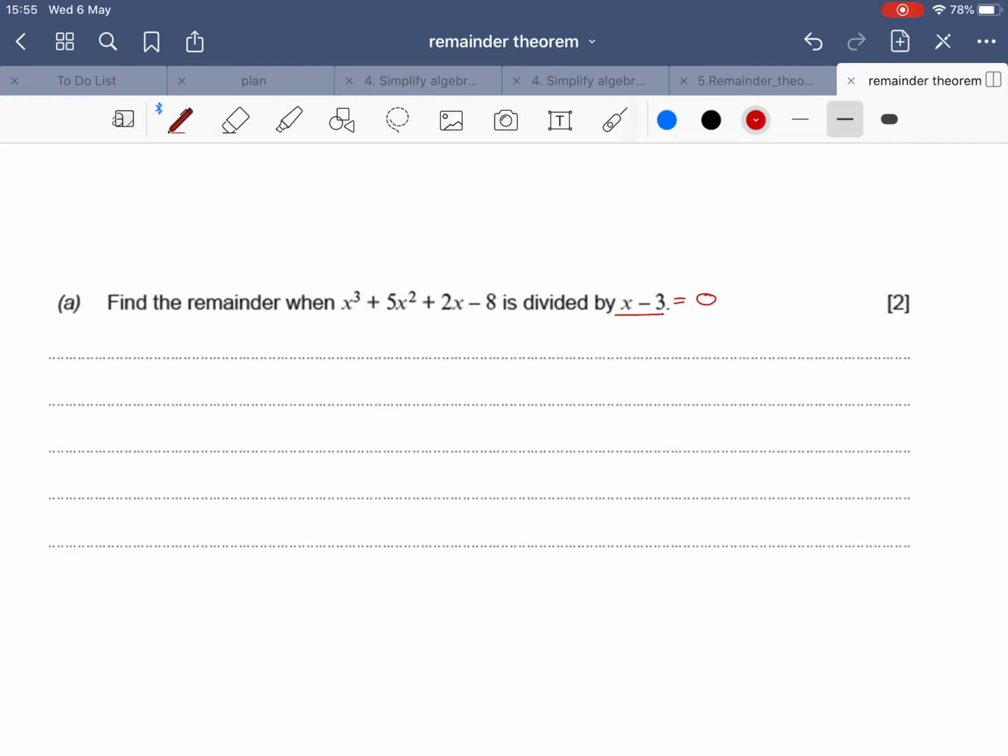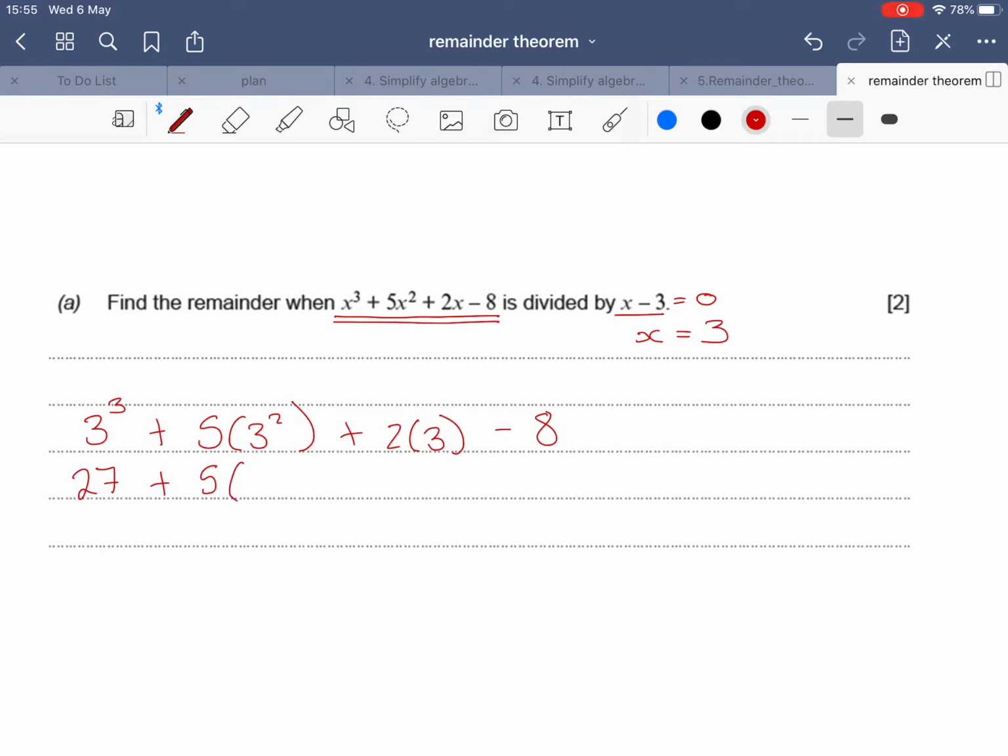So for this, if this equals 0, what does x have to be to make that 0? x would just have to be 3. So I'm substituting in x equals 3 into this long equation. So I'm going to do 3 cubed plus 5 lots of 3 squared plus 2 lots of 3 minus 8. And again, if you want to just put all that on your calculator, you can, but I like to do each step so I can see if I've done any errors.